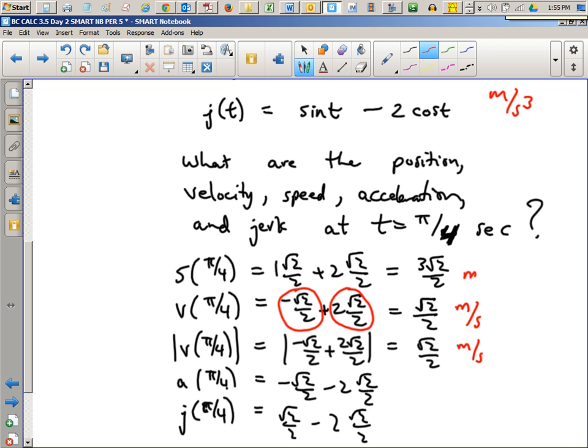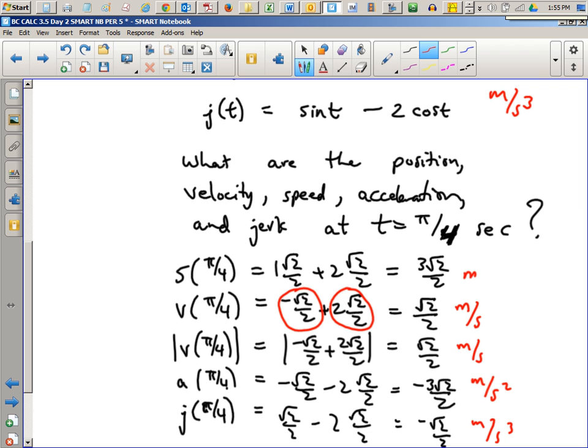They can differ by a sign, right? One could be negative and the other positive. It's possible for velocity to be negative and the speed would still be positive. But here we see they're the same already. Okay, going on to acceleration. Combining these two fractions, we get negative 3 root 2 over 2. This should be measured in meters per second squared. And jerk gives us negative root 2 over 2, which is measured in meters per second cubed.